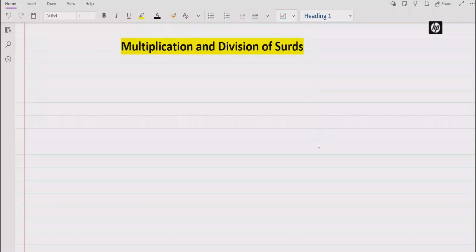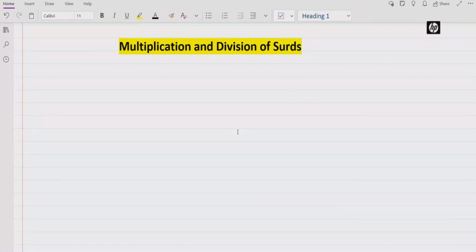Today we will learn about the multiplication and division of surds. Last class we covered what a surd is, its types, and the order of surds. After that, we will cover addition and subtraction of surds. You can follow our playlist on surds to learn all these things. So today we will learn about the multiplication and division of surds. Let's start the topic.